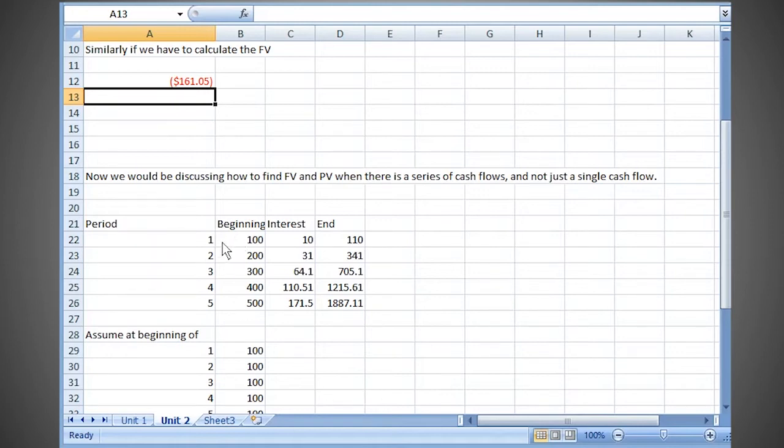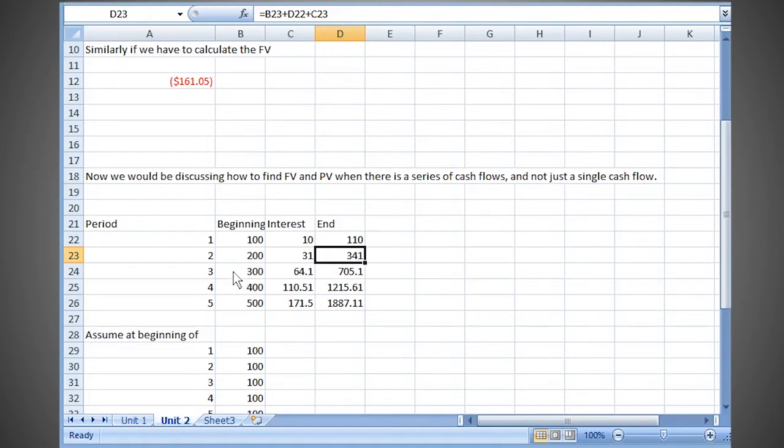Let us assume 100 rupees is invested. Interest is 10, total 110. In the next year, 200 is invested. The interest would be 200 plus 110, the total of this into 10%, which is the interest, which is equal to 31, giving a total of 341. Now we get this 341 when we add 110, 200 and 31.